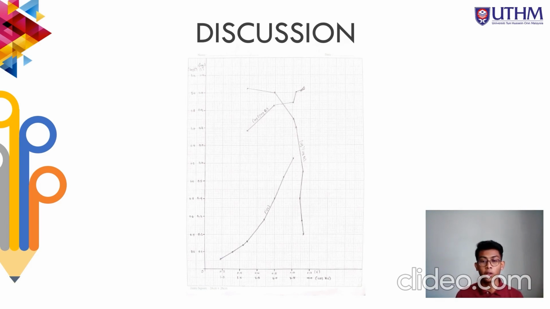For graph 2, the graph of log F against log RE is also a linear pattern, but with a negative gradient. The value of log F decreases when the value of log RE increases. For the last graph, graph 3, the graph of log I against log RE shows a curved linear graph with a positive gradient. So that's all for the graphs that we sketched for the data that we need.